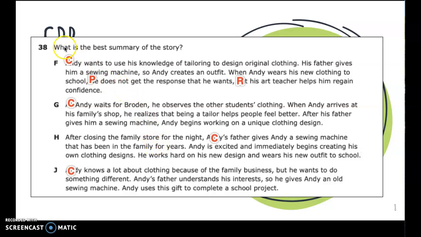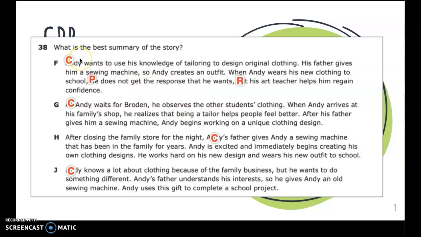So the first thing is, okay, are they providing the character? Yes, in this one, the main character is described. And then what's the problem? Here's the problem, and then the resolution. Now, this one was a little bit easier because although there's a problem in this one, it's not the main problem or main conflict in the story.